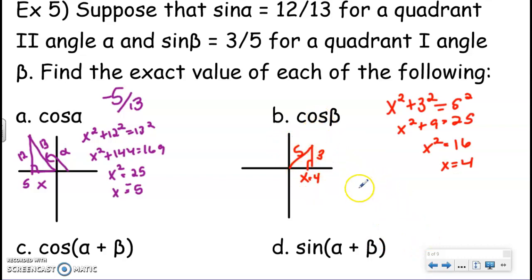So cosine then is adjacent over hypotenuse. Again, everything is positive there. Sine is positive there, and cosine is positive as well. So we have a positive 4/5 for an answer.